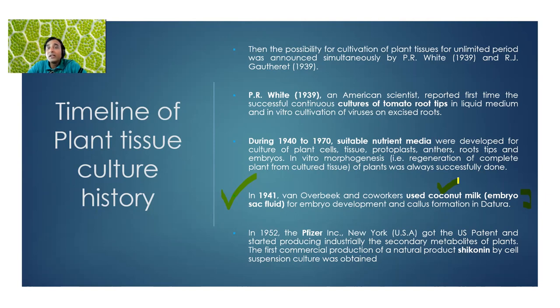The good thing is that in Datura, it's a very important medicinal plant species. There are so many drugs which have been developed from Datura. It is also found in Mexico. I will show you some pictures. It's like a bolita, and it has a lot of espinas, lots of spines. It's very toxic. So they started using coconut milk, and we know that coconut milk has a lot of phytoregulators. So they found very good growth in Datura plants.